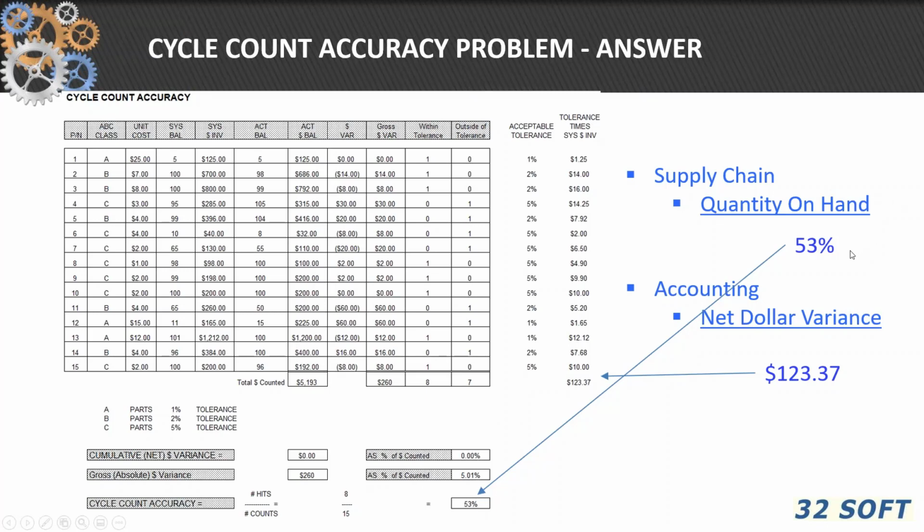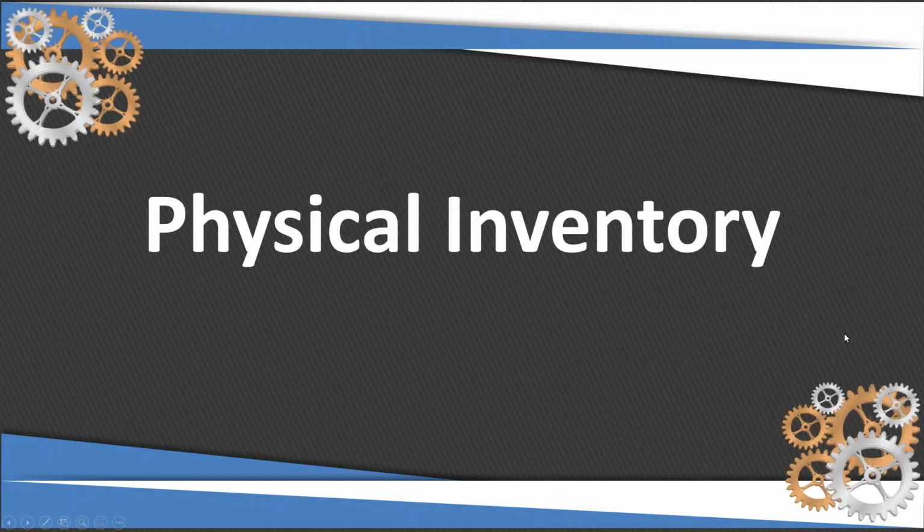Boy, that's pretty bad. QAD, MRP, scheduling, shipping isn't going to work very well with a 53% cycle count accuracy. However, accountants might be very happy because their net dollar variance is only $123. So from a financial point of view, maybe I've got a fairly accurate inventory. From an on-hand point of view, no, you need to improve it. So we want to pay attention to our quantity on hand accuracy, not just the net dollar variance.